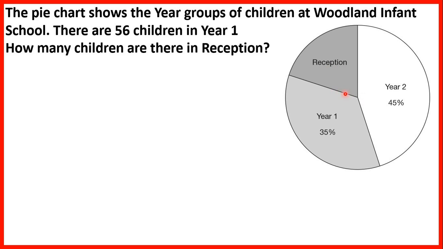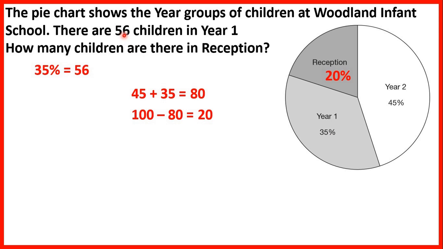But we can work it out because we know that percentages need to add up to 100%. So if we know that there are 45% in year 2 and 35% in year 1, that's 80% altogether. And if we subtract that from 100, that tells us that 20% of the children are in reception. So we know that 35% are in year 1, and that's 56 children. So we can write 35% equals 56.